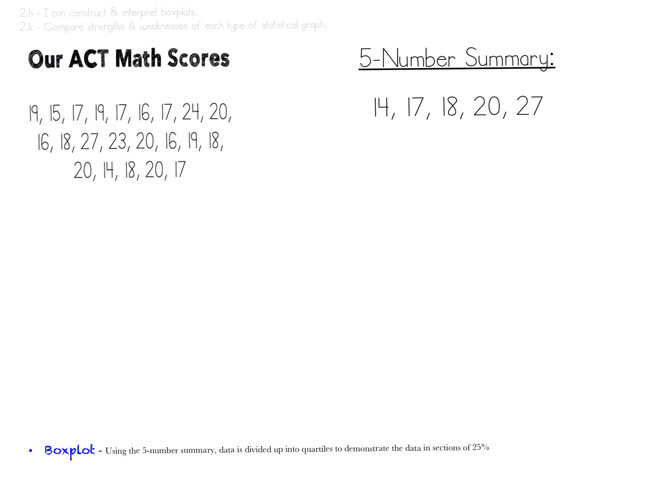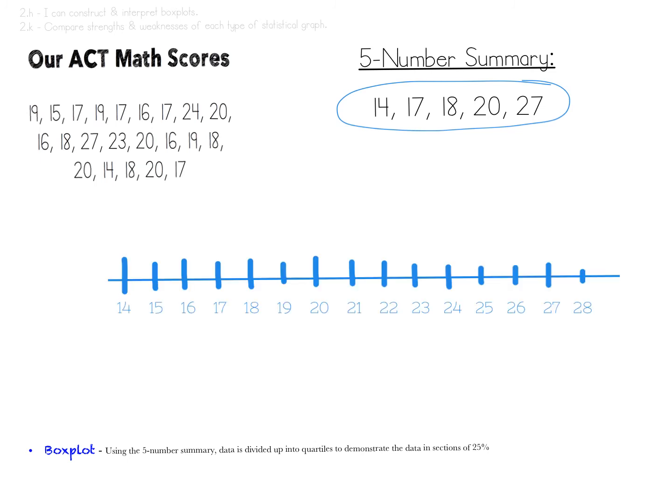All right, so as you remember from your summer project, box plots are going to use that 5-number summary that we came up with. So the first thing that I need to do is make a number line. And I need my number line to go from 14 to 27. And once I have my number line, I'm just going to put the 5-number summary on there. So 14, 17, 18, 20, and 27.